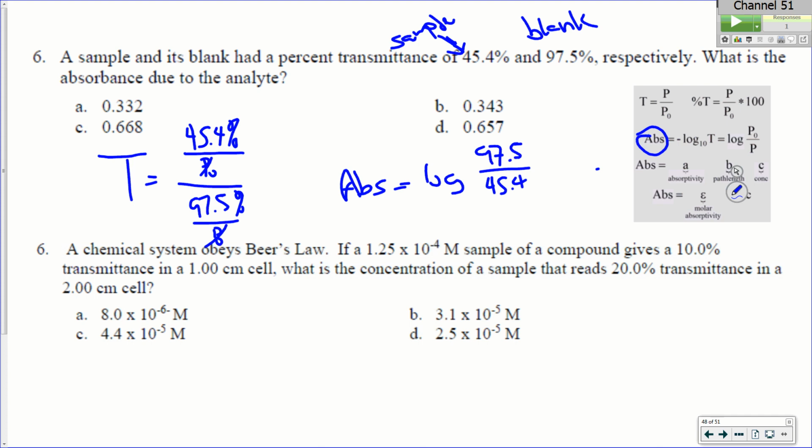It's log base 10, and yeah, I get the first answer. All right, so that's how you would do that one.